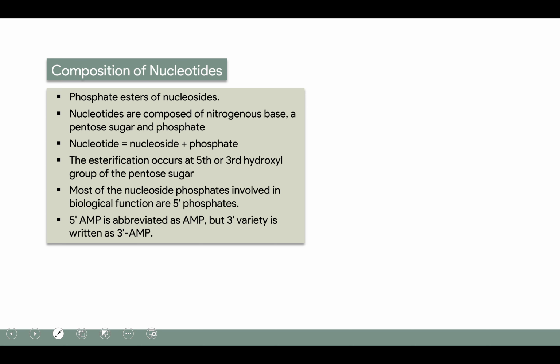So basically, nucleotides are phosphate esters of nucleosides, and these are composed of nitrogenous base, pentose sugar, and phosphate. The esterification occurs at the 5' or 3' hydroxyl group of the pentose sugar, and most of the nucleoside phosphates involved are attached at the 5' position, and hence 5' AMP is abbreviated as AMP, but the 3' variant is abbreviated as 3' AMP.